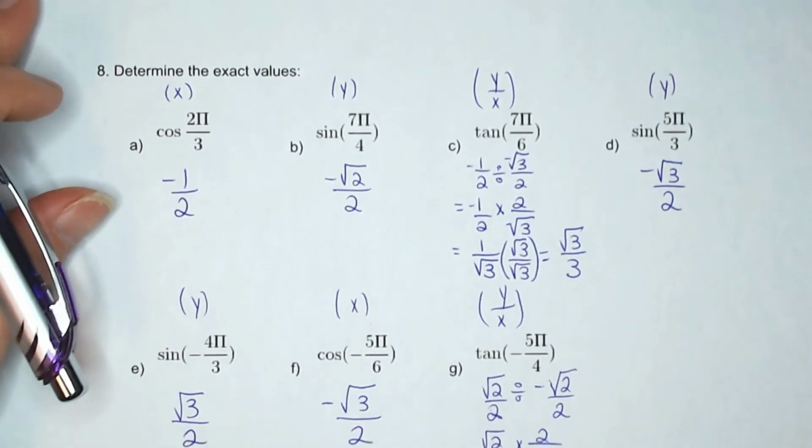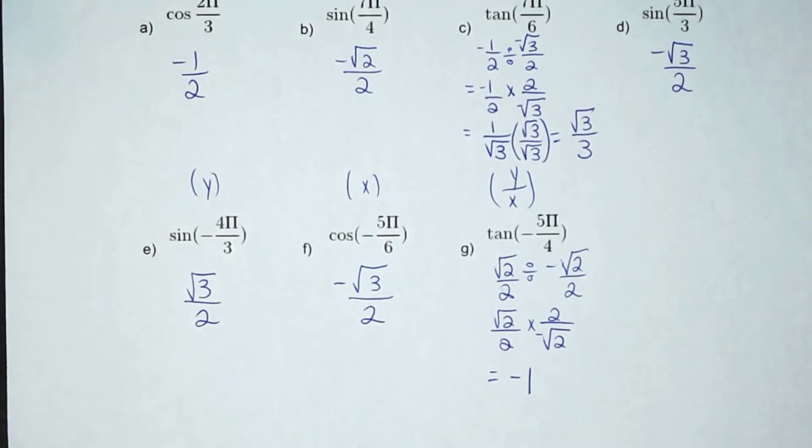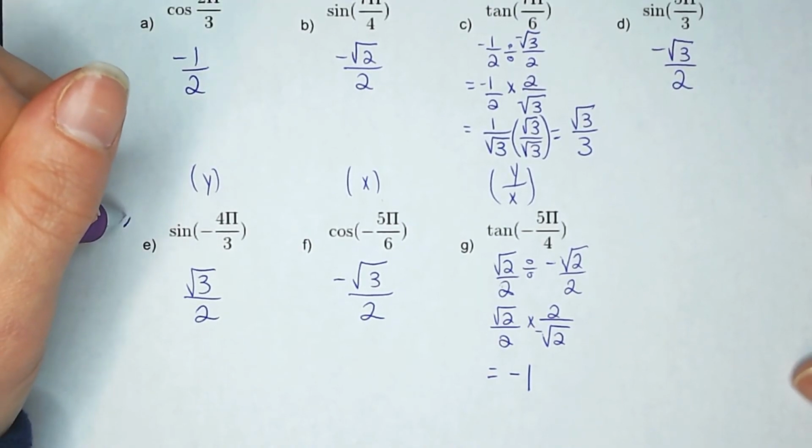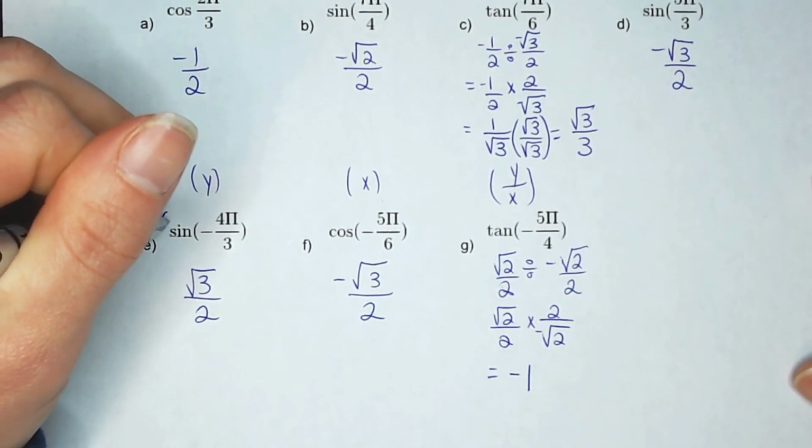Okay. There's also additional examples here on the bottom. So just go over this and make sure that you can find the values that I've found. And if you have any questions, please do ask me. Please note on E, F, and G that these are negative angles.